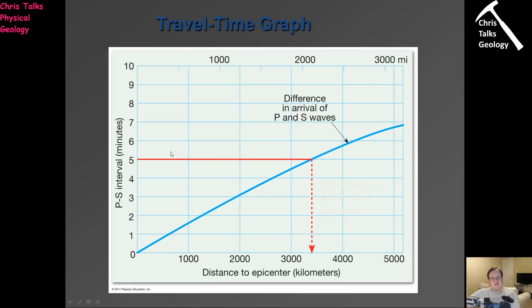So remember, all we're doing here is very simple. We have our PS interval, in this case in minutes rather than seconds. So a 5-minute interval. Essentially we come across here until we hit this line here. This is a standardized line drawn on the graph. This would be provided to you, so don't worry about it. You come across until you hit the line, then in this case you come straight down. And the value would be 3,400 kilometers, give or take.